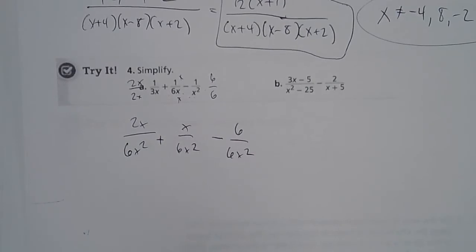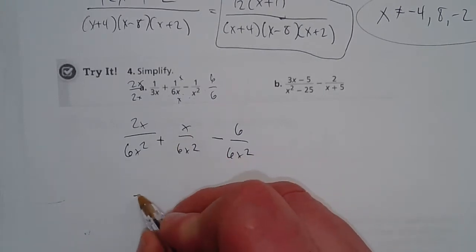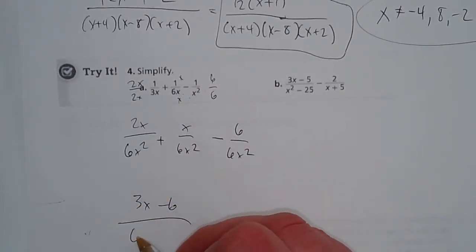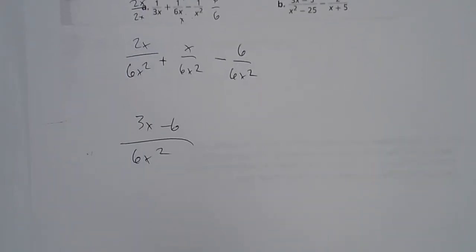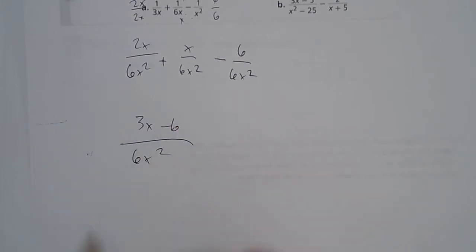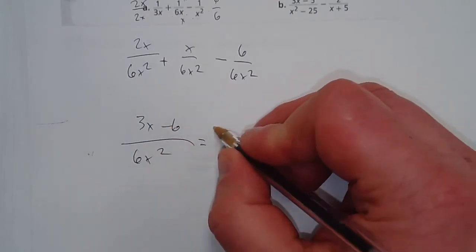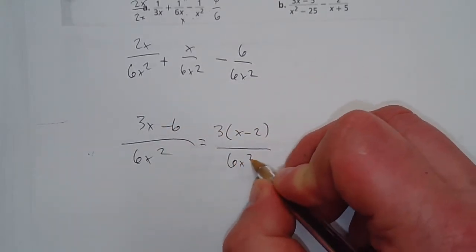And now we're basically good to go here. So this is going to be 2x plus x is 3x minus 6. So we have 3x minus 6 over 6x squared. And if we pull the 3 out, we can reduce some stuff. You see everything here is divisible by 3. So you could do one of two things. You could go GCF out of this and say this is 3 times x minus 2 over 6x squared.